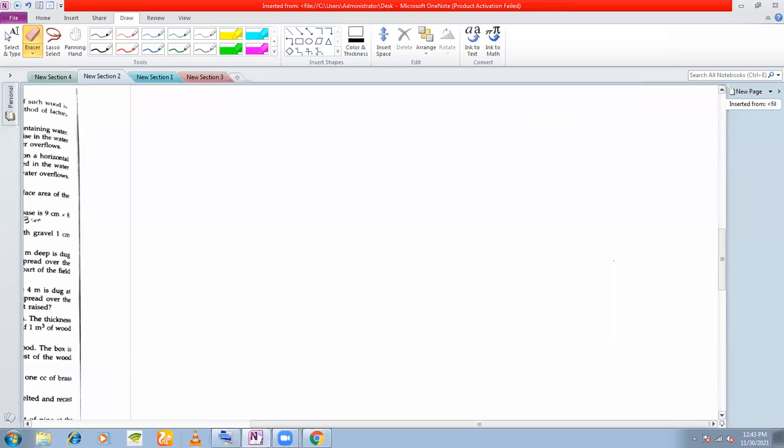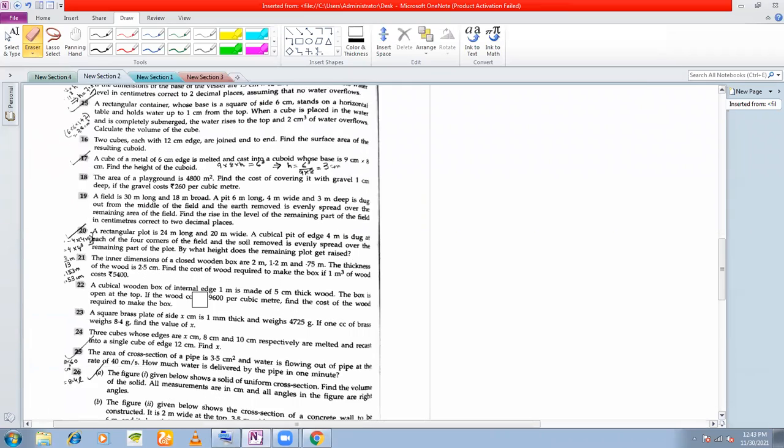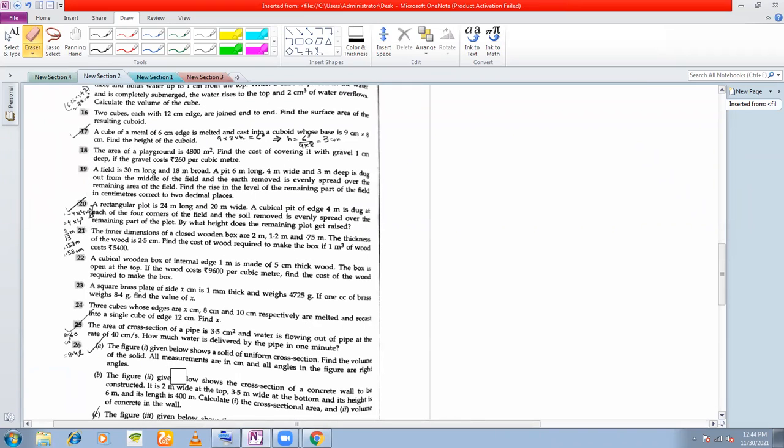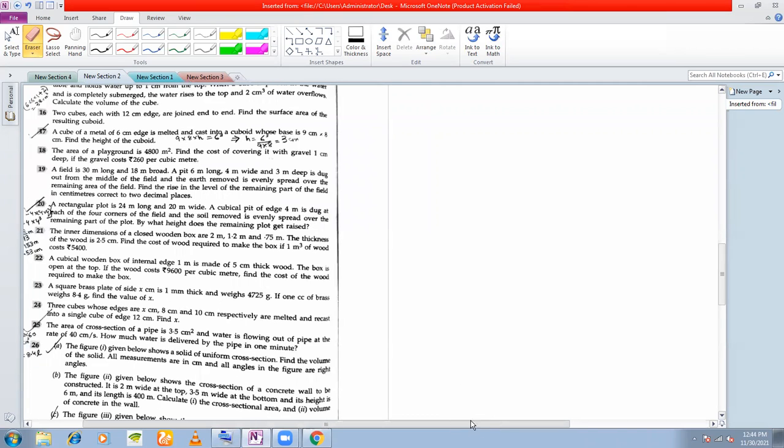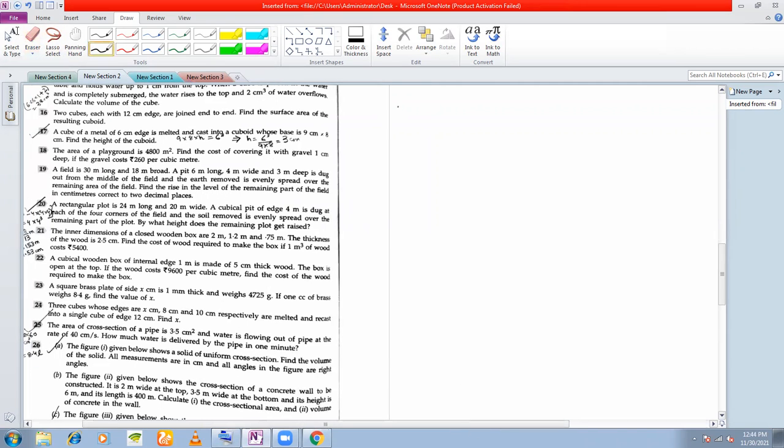Okay. Look at the next problem. The next problem that I want to discuss is problem number 22. It states a cubical wooden box of internal edge 1 meter is made from 5 centimeter thick wood. So a cubical wooden box is made and the thickness of the wood is 5 centimeter.